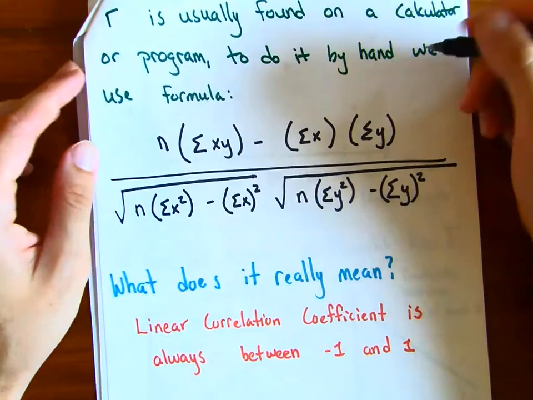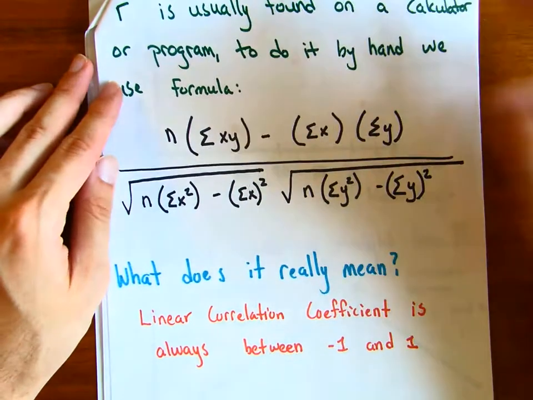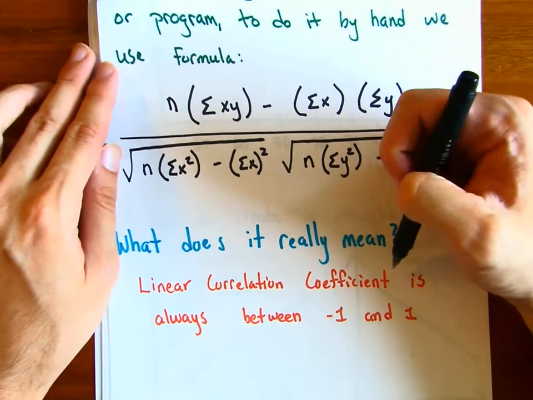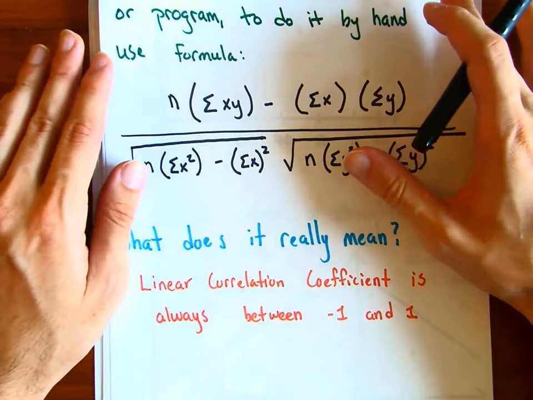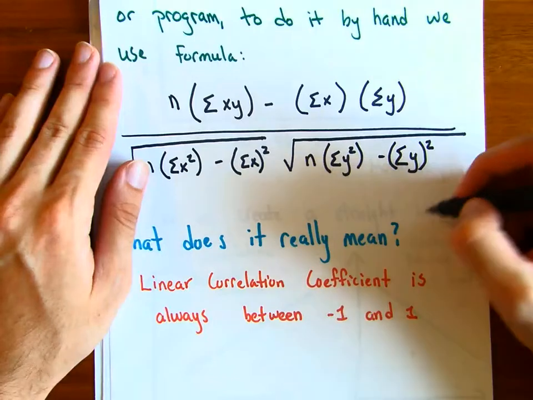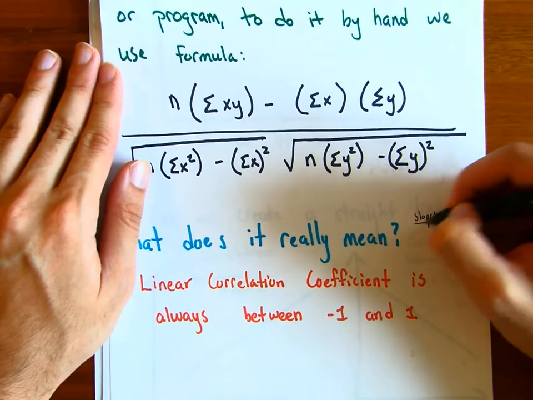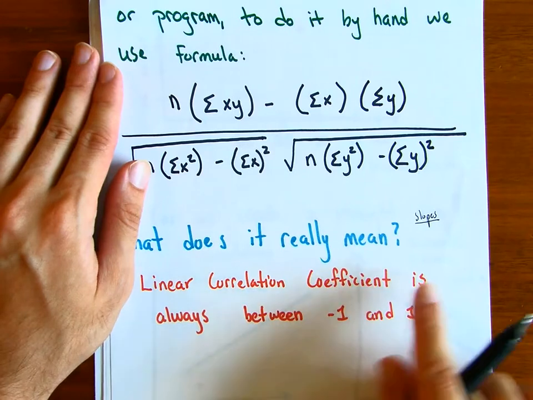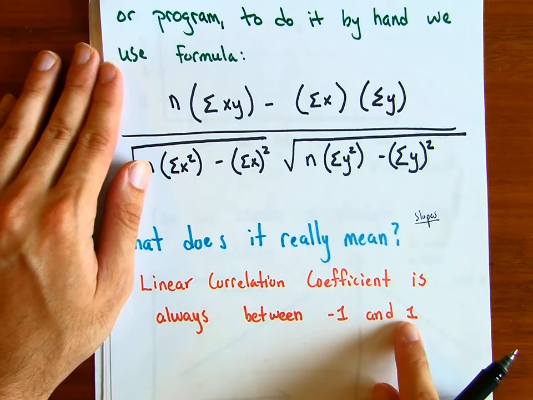So r is usually found on the calculator, but we could also do it by hand, and that's what I was talking about before. And what does it really mean, the linear correlation coefficient? The idea of slopes is going to play into it. Our linear correlation coefficient is always between -1 and 1.